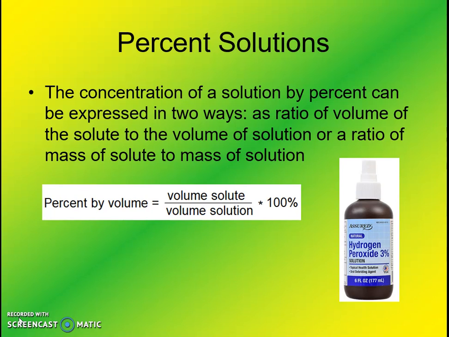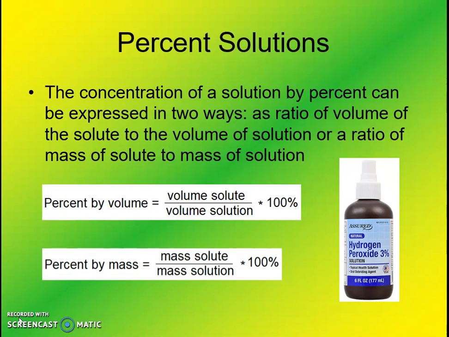Take a look here at hydrogen peroxide, a 3% solution. So of that bottle, it's 3% hydrogen peroxide, 97% water, making up that entire solution because it's a much more diluted solution. And we can do the same thing with mass. Take the mass of the solute over the mass of the entire solution times 100%. Again, just getting a ratio of the mass of the solute versus the entire solution that it was in. So let's take a look at one of each of these types of problems.